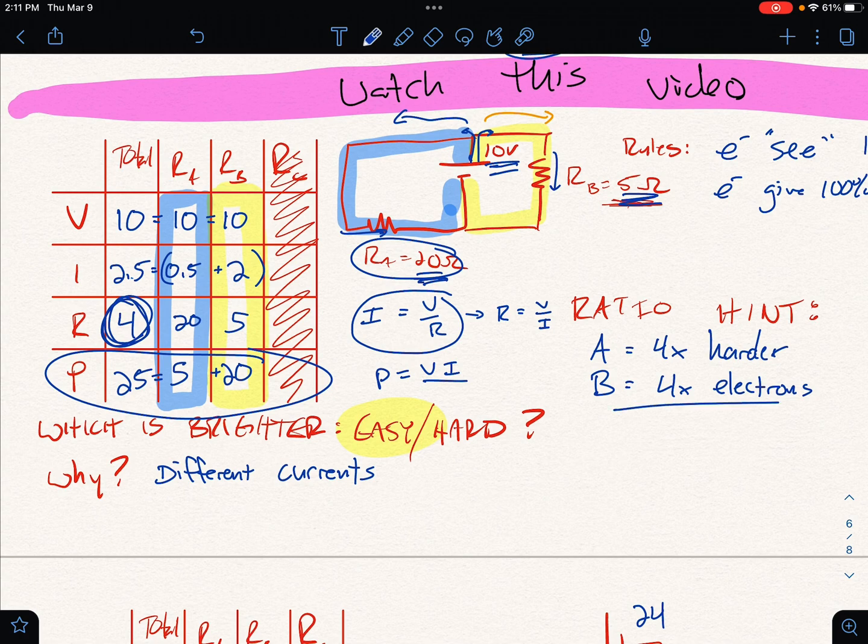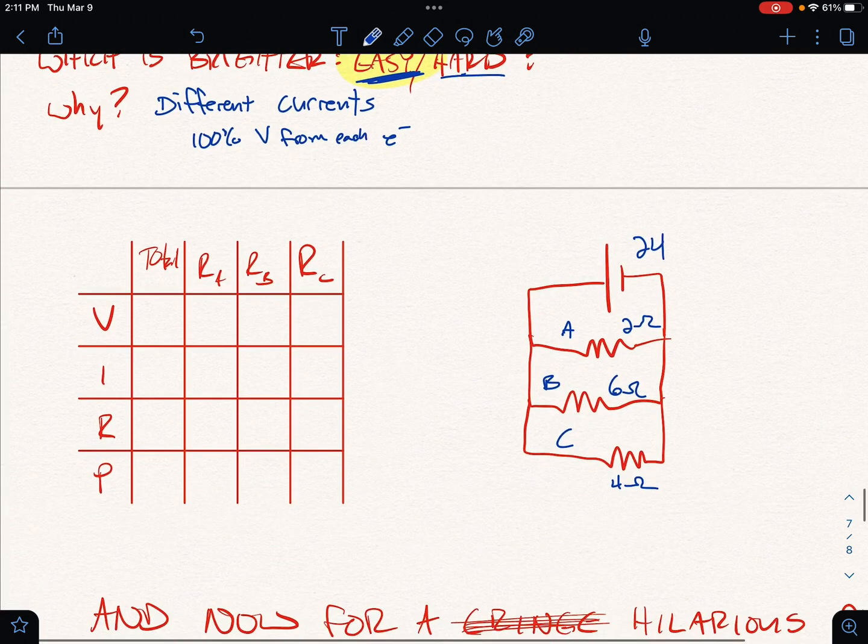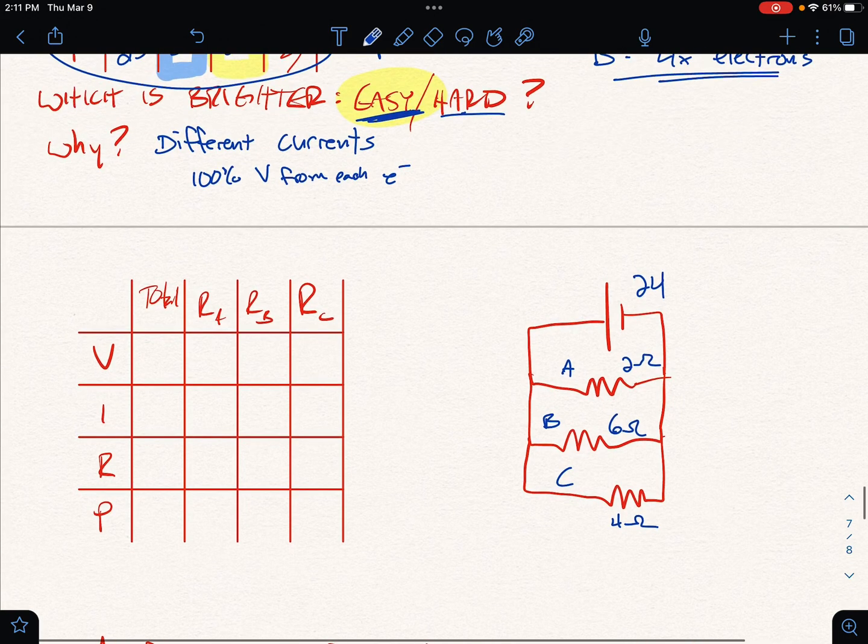More will travel through the easier one, but they're still going to get 100% of the voltage from each electron. So this easy guy right here is going to get all the energy from more electrons. The hard guy is going to get all the energy from less electrons. That explains why. I'm going to ask you all right now to do this one on your own.